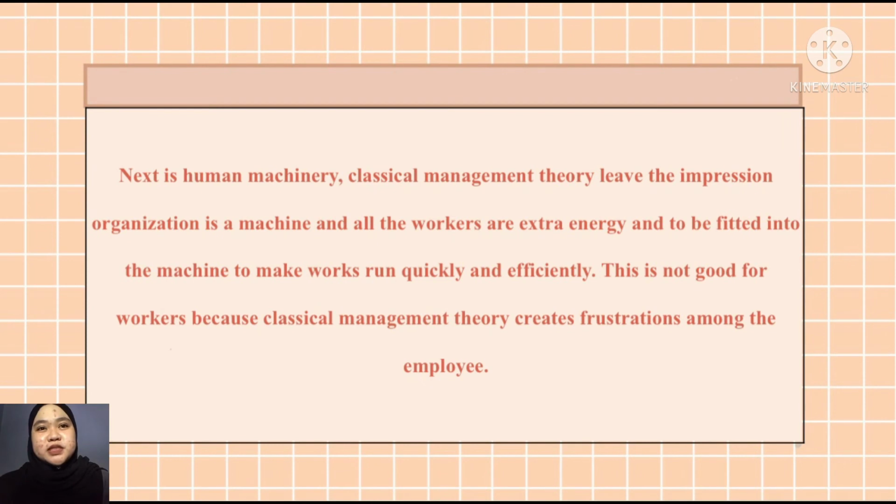Next is human machinery. Classical management theory leaves the impression that the organization is a machine and all the workers are extra energy to be fit into the machine to make work run quickly and efficiently. This is not good for workers because classical management creates frustration among the employees.